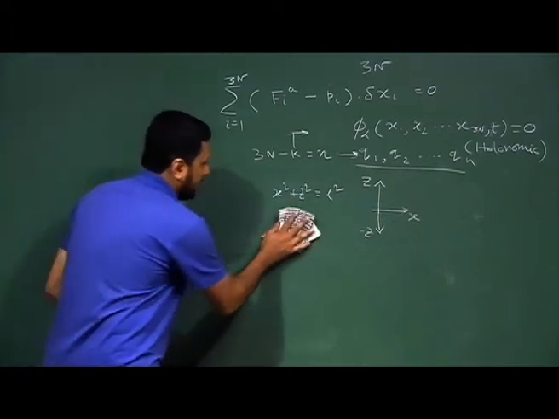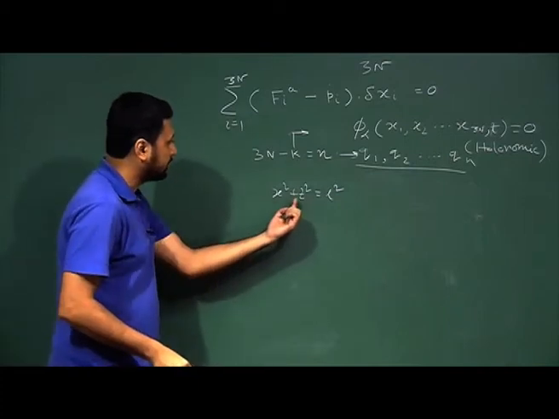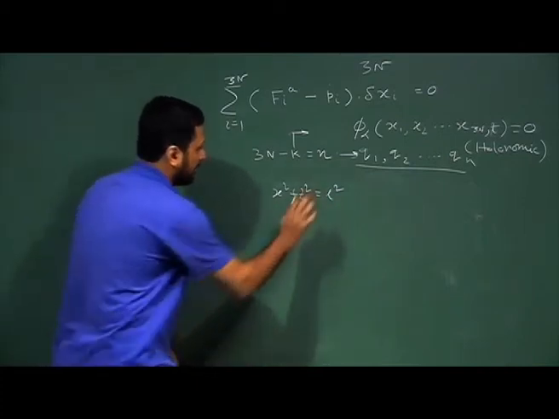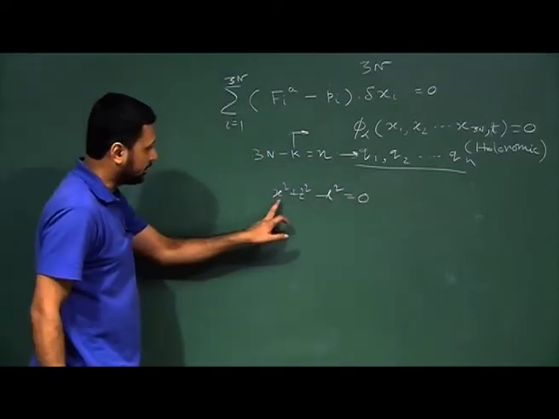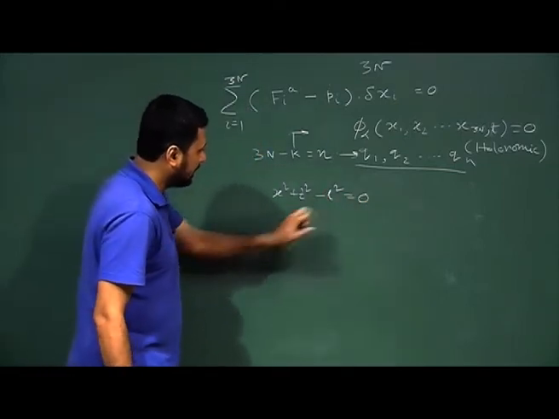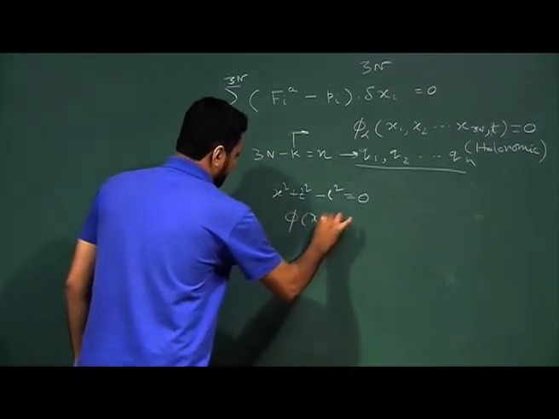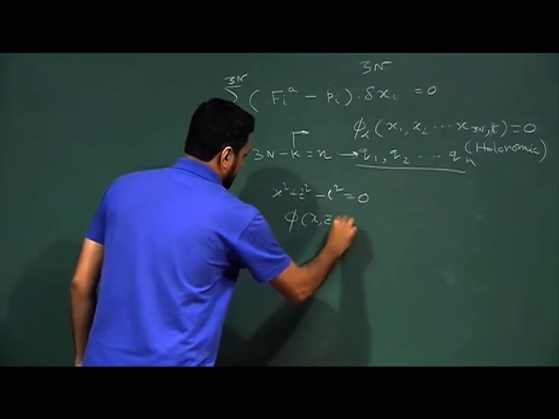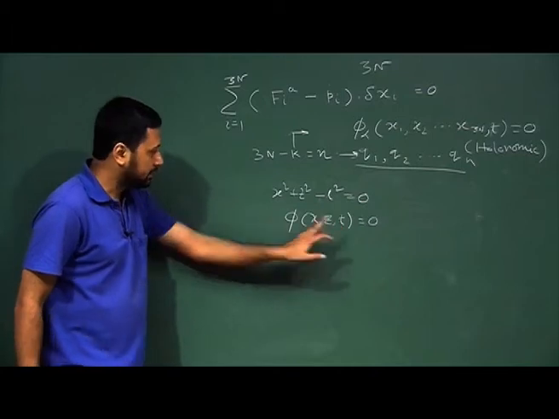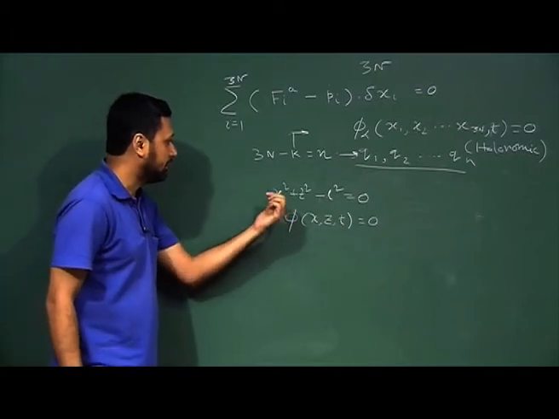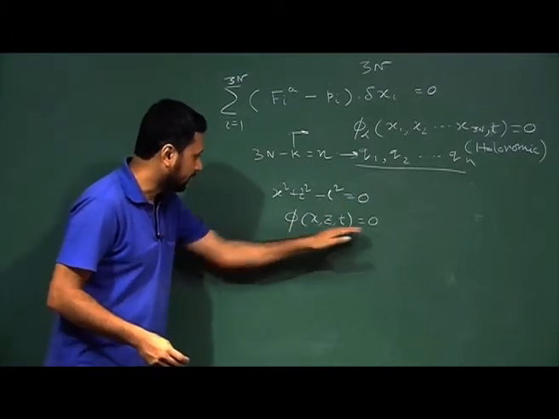Anyway, apart from that, the equation of constraint is x square plus z square equal to L square. So, we can take it to this side and write it as x square plus z square minus L square equal to 0. This in principle is our constraint equation of the form phi equal to 0. There is no time dependence here, but in principle these quantities x and z can vary as a function of time.